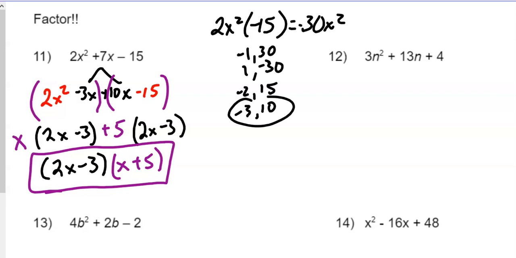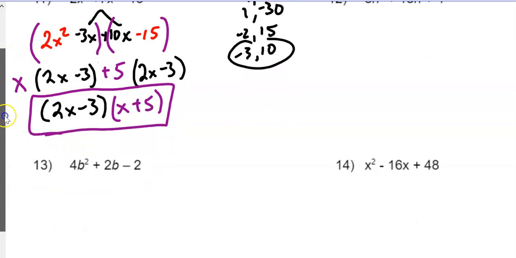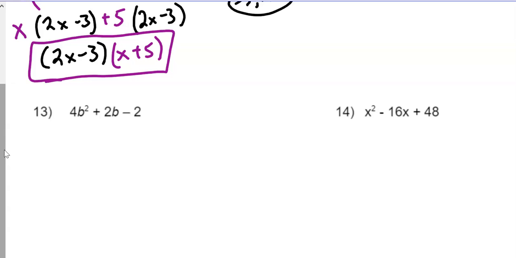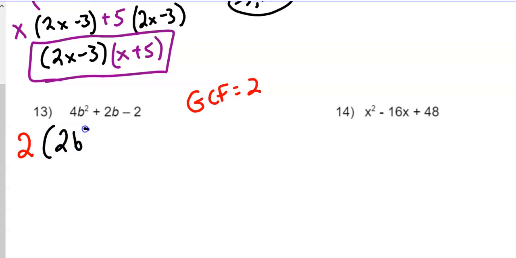Okay, so let's try 13. 4b squared plus 2b minus 2. So what's a little different about this problem? I see that all three of these terms have a factor of 2. So my GCF is 2. Factor that out first. Divide that by 2, the middle term by 2, the last term by 2. So 2b squared plus b minus 1.